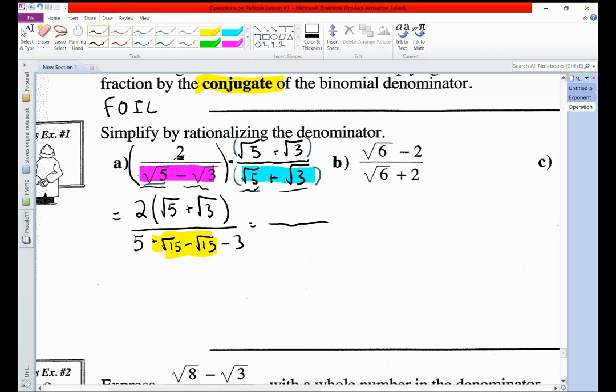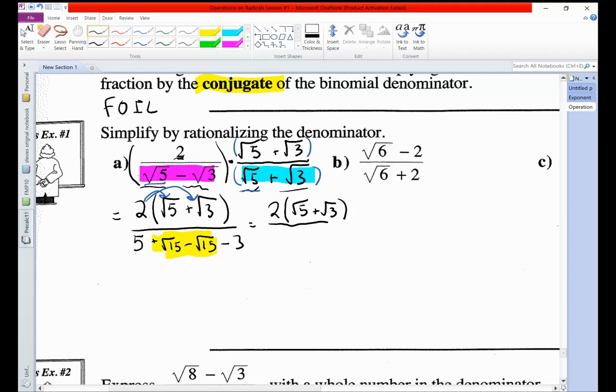So in the bottom, I have 5 minus 3, and in the top, I could multiply through that 2. Actually, you know what we can do is leave it out. Let me backtrack a bit. There's a simpler way to do this. We'll leave it out. Normally we would multiply it through, but it's going to be faster to just look at the bottom first.